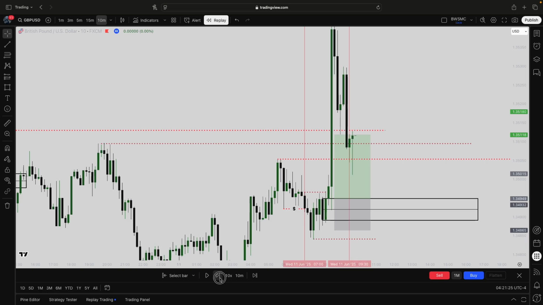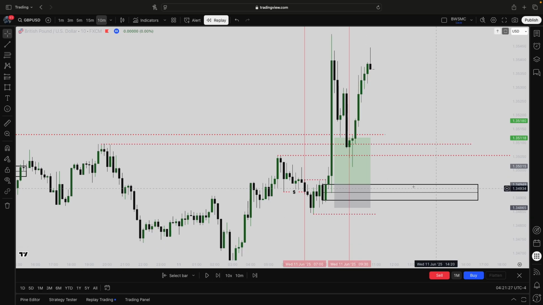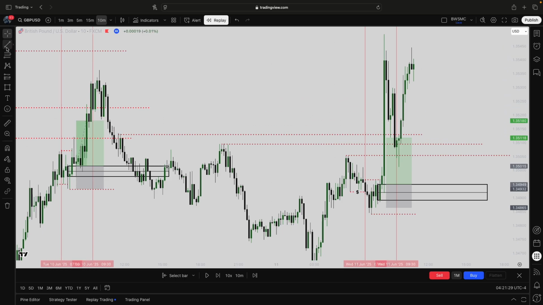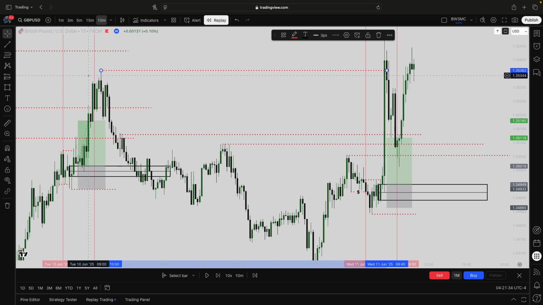And as you can see, it does exactly that. It goes way beyond the liquidity points we predicted. It even took out this high right here on Tuesday. So as you can see, it took out Tuesday's high. And yeah.